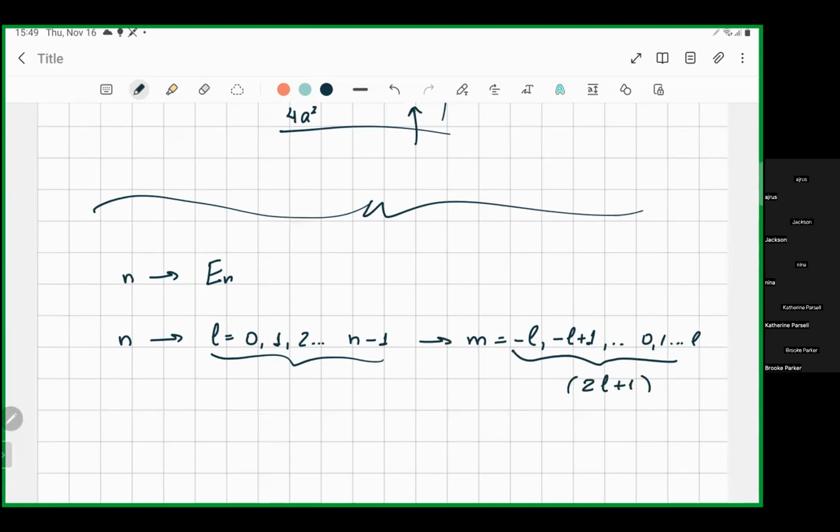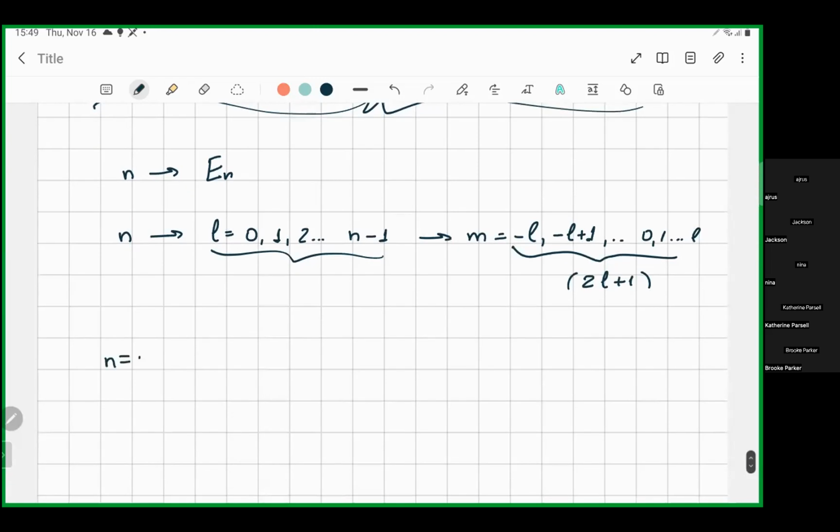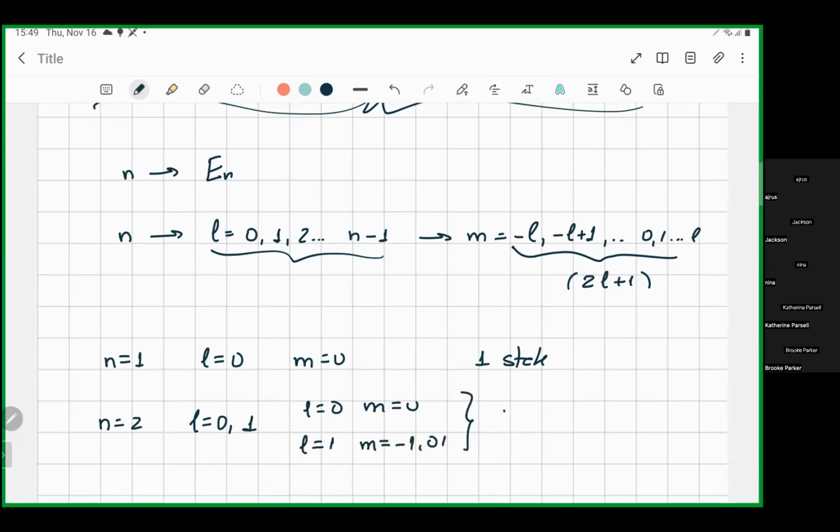So you see how many degenerate states we can have for a given n. For the case of the ground state, n equals 1, that was very simple. We had just one state. So I'm going to put here just one possible state. For the case of n equals 2, where L could be either 0 or 1, when L was 0, we had M equals 0. But when L is 1, we can have M minus 1, 0, and 1. You see that now we have 4 states, all with the same energy.